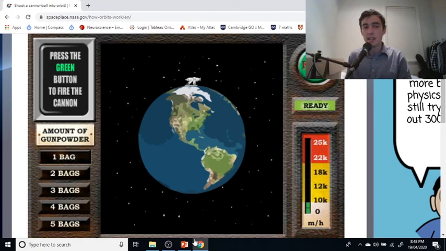Alright, we get to decide how much gunpowder to put in the cannon. More gunpowder means the cannonball goes out faster, of course. So 1 bag of gunpowder, let's fire the cannon and see what happens. Okay, so that went a lot further than my drawings of cannons before. But the Earth's gravity still pulled it down eventually, and it plopped into the ocean over here.